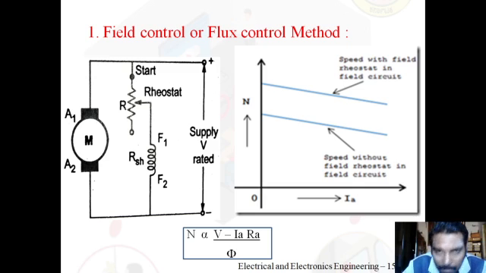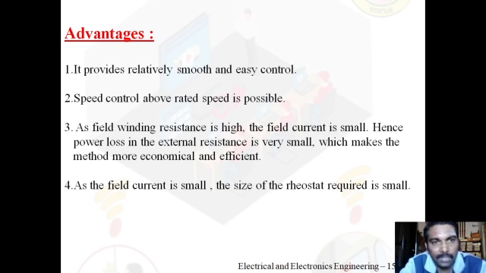So let us see the advantages of the flux control or the field control method. The first point, it provides relatively smooth and easy control. If you observe the circuit diagram, we have included only the resistance. So by varying the resistance easily, we can control the speed. Therefore, it is called relatively smooth and easy control of speed with the help of the flux control method.